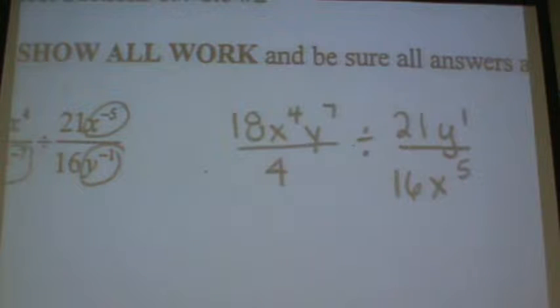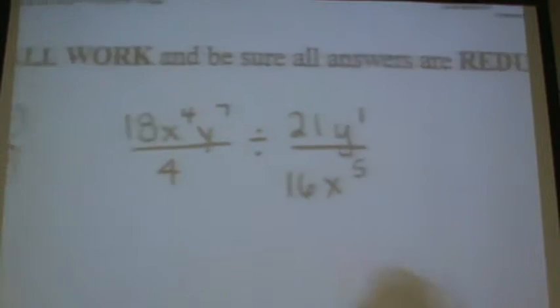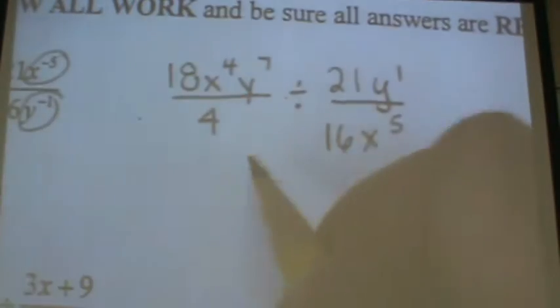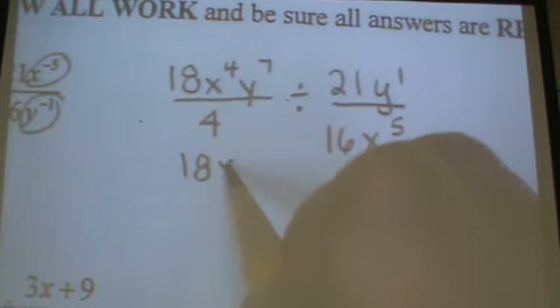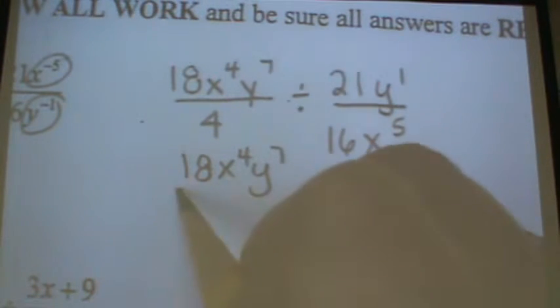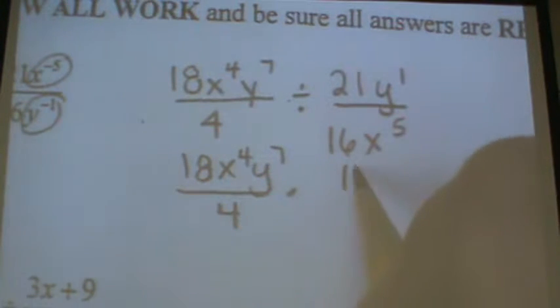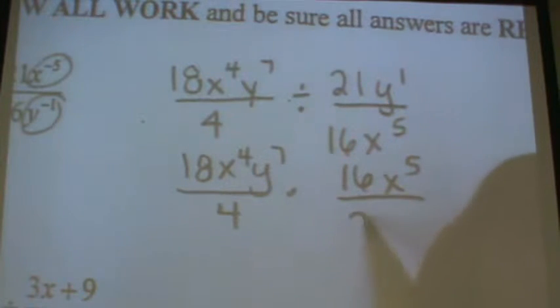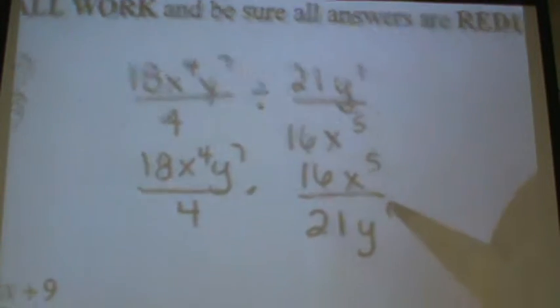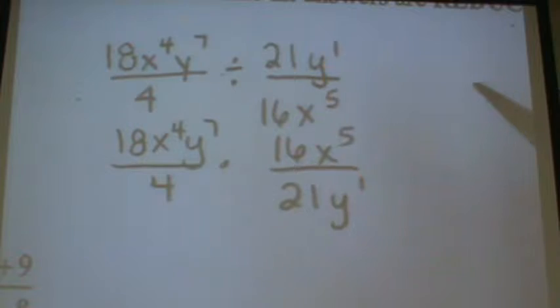What can't we have in the denominator? X can't be 0, so that's one of our restrictions. Now, do we divide? No. What do we do? Flip and multiply. So what cancels?